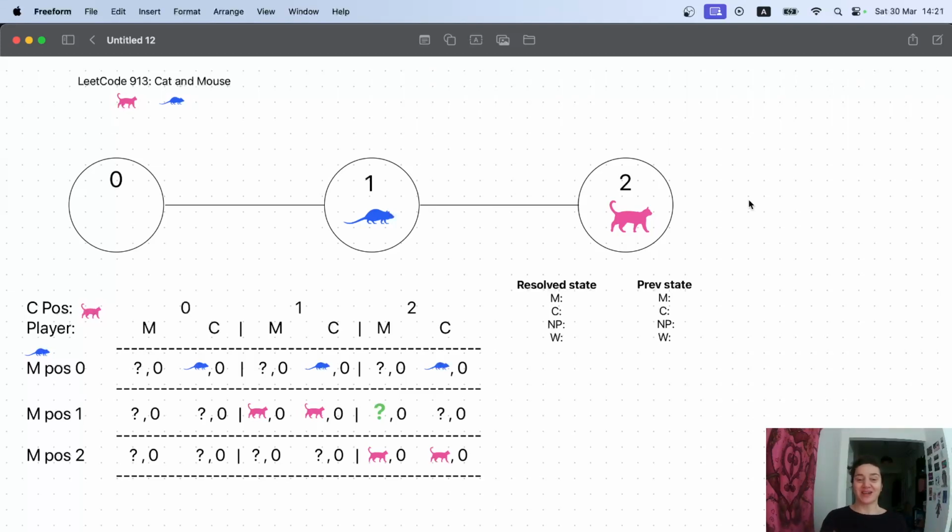Also, if it sounds to you like BFS, again you're correct. It's a BFS, because every time from every winning state, resolved state, we go one step backwards to all of the states that could immediately lead to it and try to deduce for them. We will see this. Okay, so what will be the algorithm?